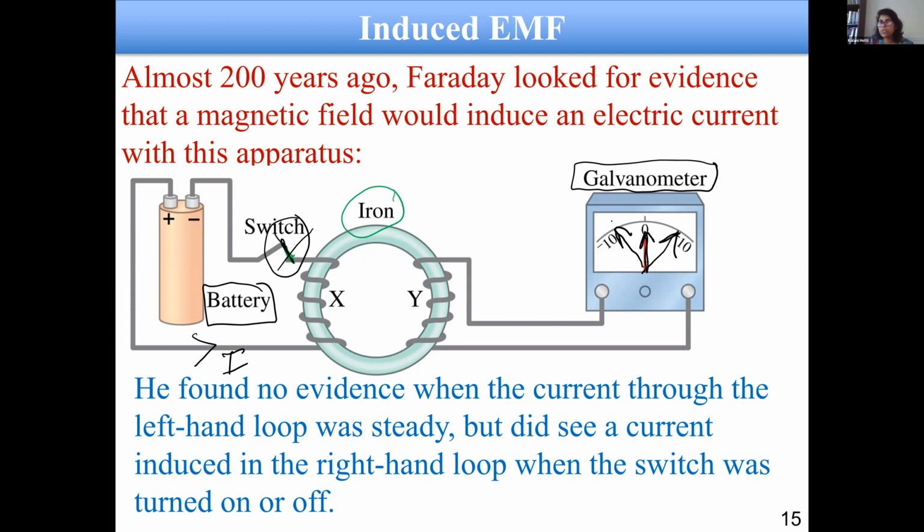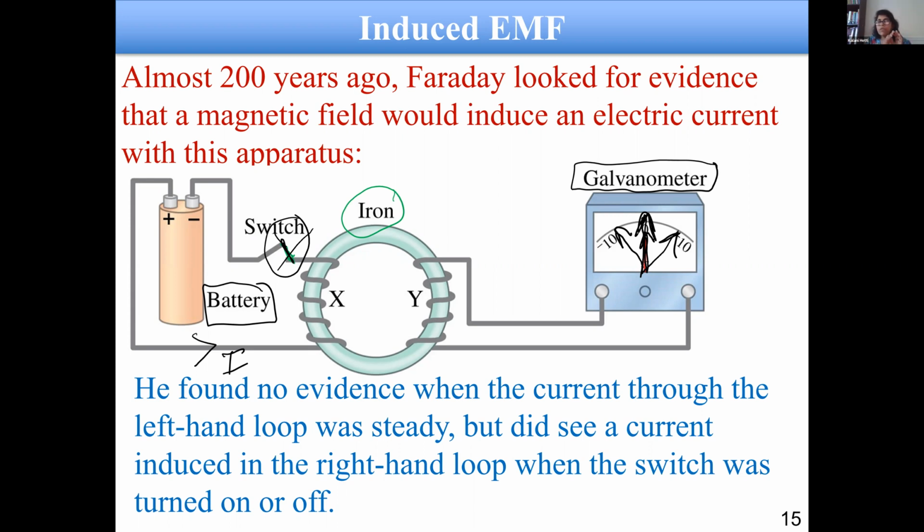And then when he keeps the left circuit switched on, there is no deflection. The needle stays exactly at the same place. So what he discovered is that by switching on and off the left circuit, we can create current in the right circuit.